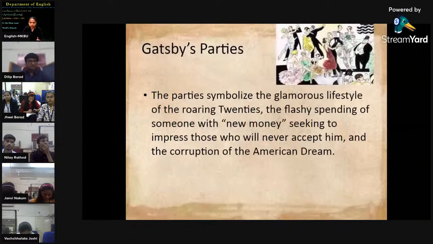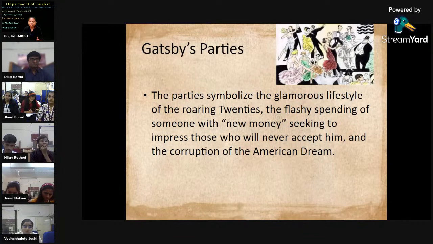This one is Gatsby's parties. The parties symbolize the glamorous lifestyle of the Roaring Twenties, the flashy spending of someone with new money seeking to impress those who will never accept him, and the corruption of the American dream.